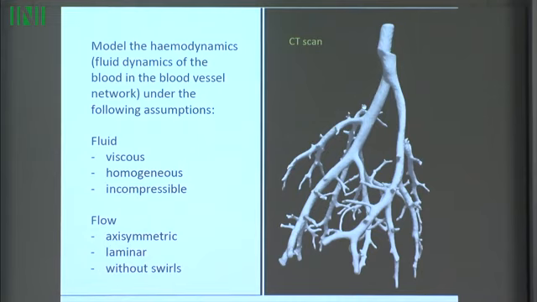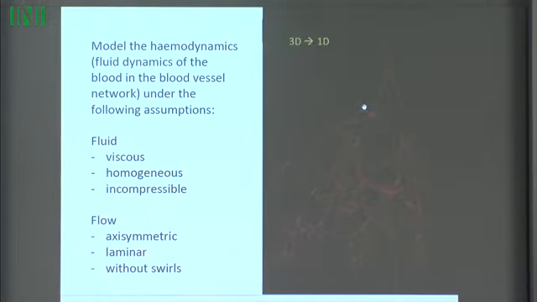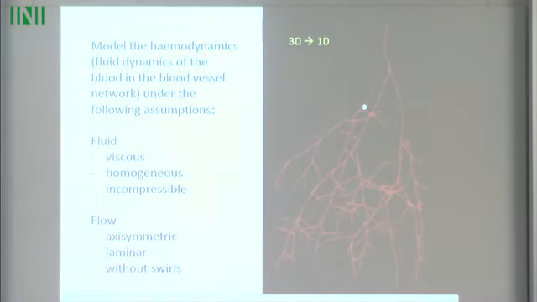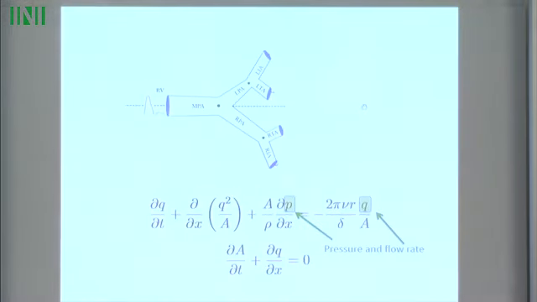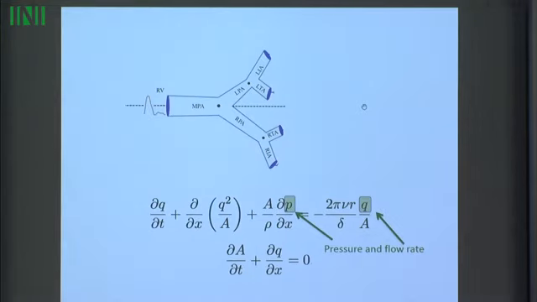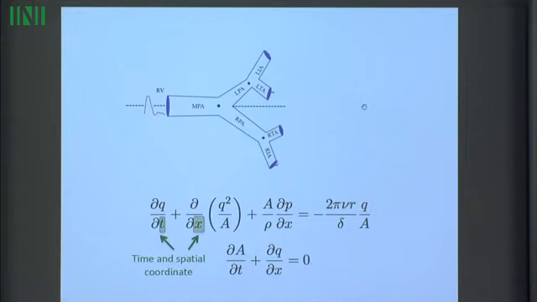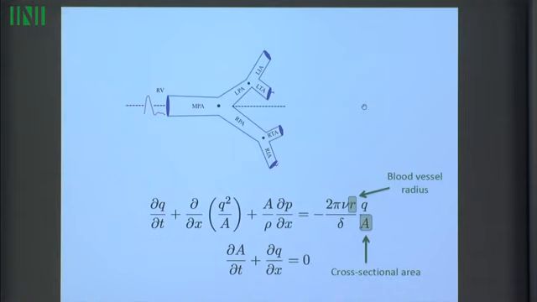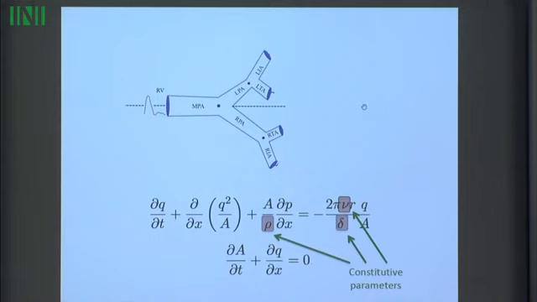And what is typically done is to map that 3-dimensional network onto a 1-dimensional map. First, to bring the computational complexity down, but also to reduce the dependence on the initial blood vessel network structure. Then you can model the fluid dynamics with effectively the Navier-Stokes equations. These are partial differential equations in the pressure and the flow as functions of time and the longitudinal spatial coordinate. The equations depend on geometry parameters like the blood vessel radius and the cross-sectional area. They are easy to obtain from CT scans, but you also have dependence on some constitutive parameters, not all of which can be measured.